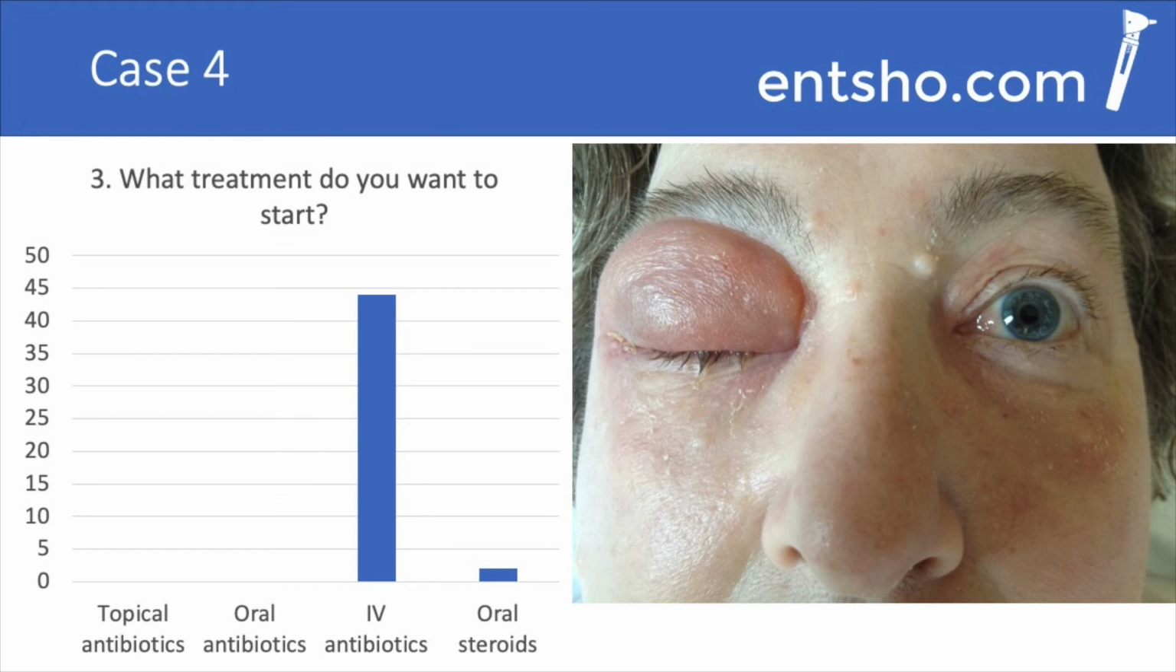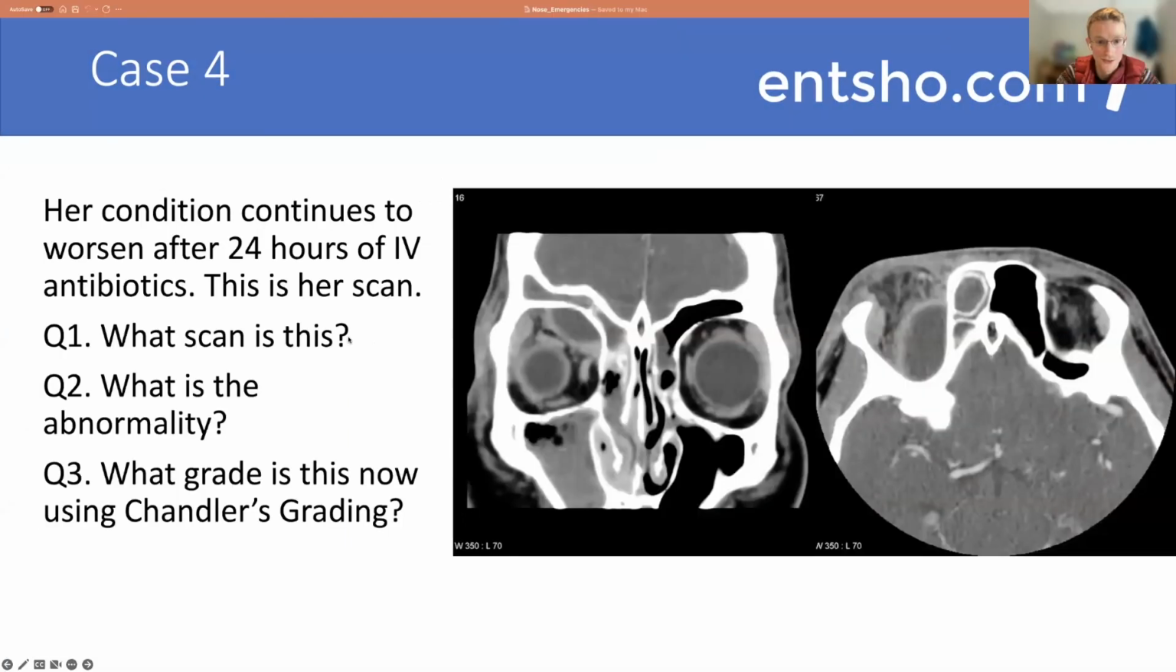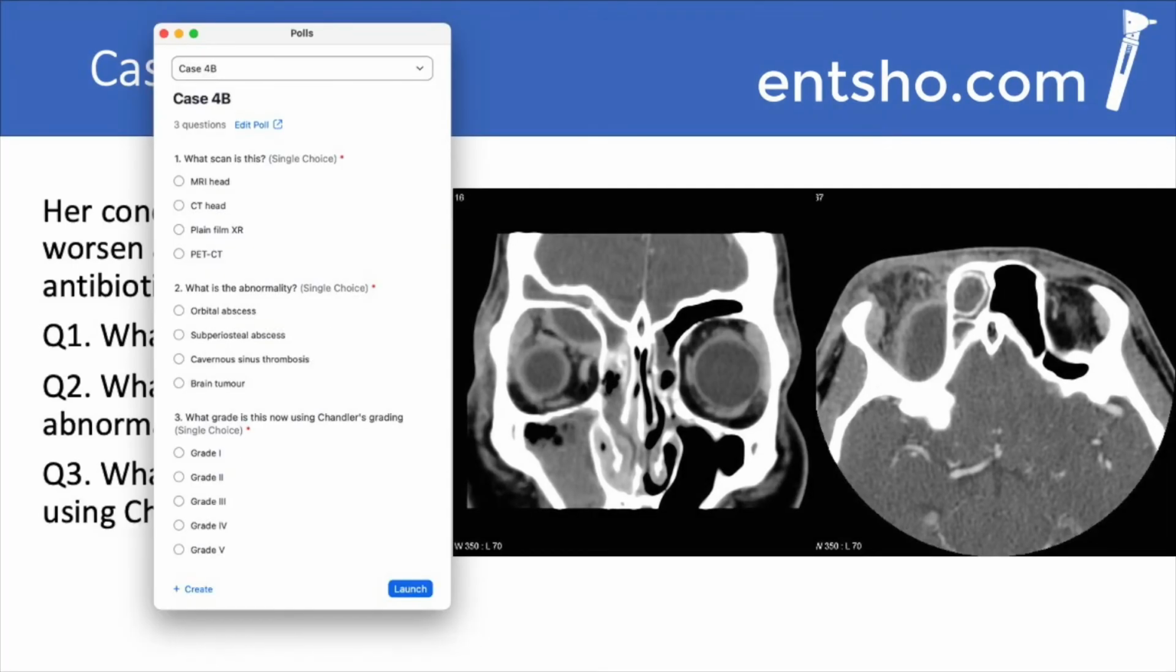And now we're going to see part 2 of this lady's case. Unfortunately, she's had 24 hours of IV antibiotics, but the swelling was getting worse. She's still spiking fever, so you've decided to do a CT scan. I've given away the first answer. But the other parts: what can you spot on the scan, and how would you grade it now?